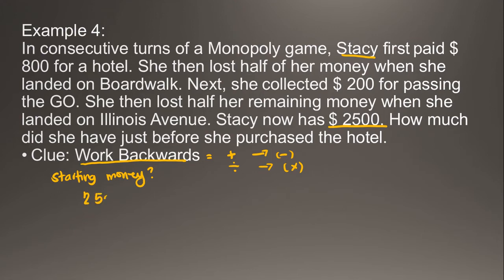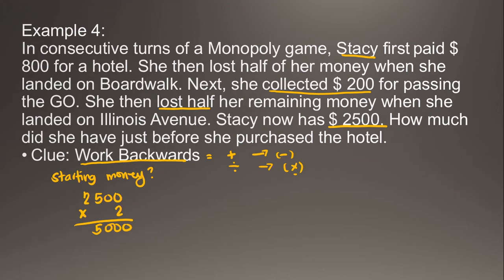Okay, let's start with the last statement. Stacy now has $2,500. So, before ana, ang nahitabo is na-loss niya ang half sa iyang remaining money. So, na-loss ang half, so i-divide unta by 1/2, pero pabali man ta, so ang bali sa division is multiplication. So, instead of dividing, atong i-multiply. 1/2, that is, atong i-multiply og 2. So, 2,500 times 2, that is equals to 5,000.